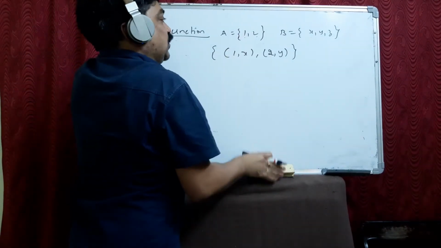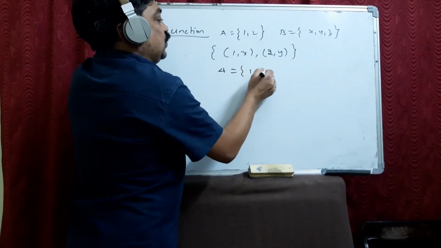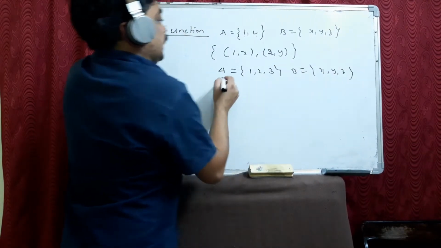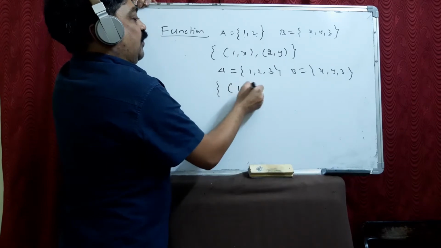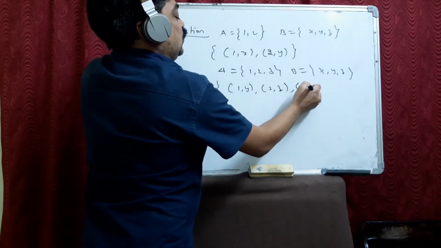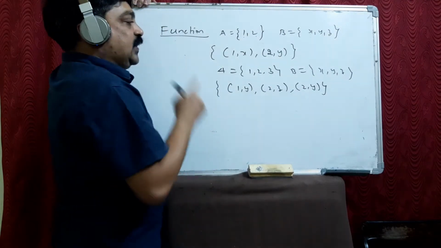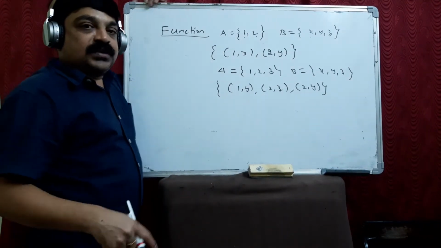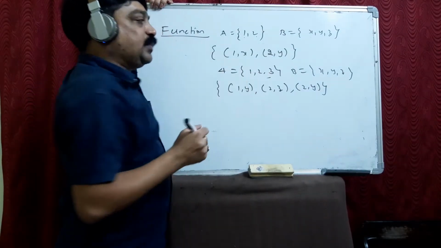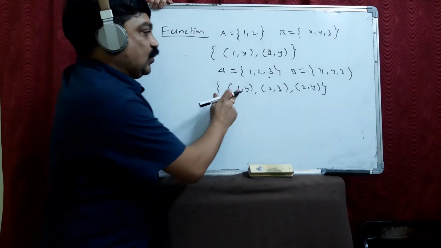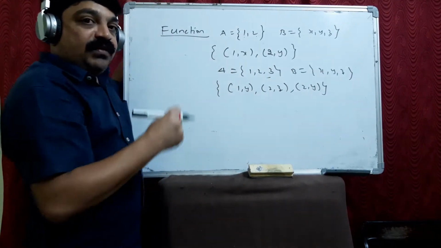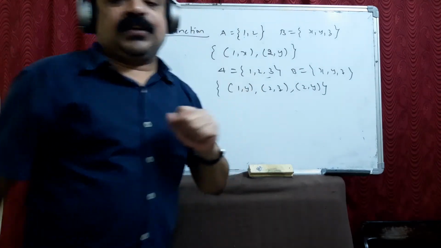Suppose A is 1, 2, 3 and B is x, y, z. Then suppose we take (1, y), (2, z), (2, y), something like that. Is it a function? No, it is not a function because it is not satisfying two conditions. All the elements are not participating, 3 is not having any image, only 1 and 2 are having images, and 2 is having two images. Every element in A should have a unique image. Okay.